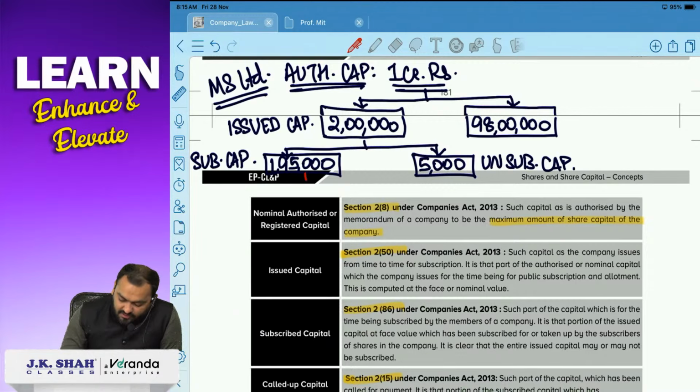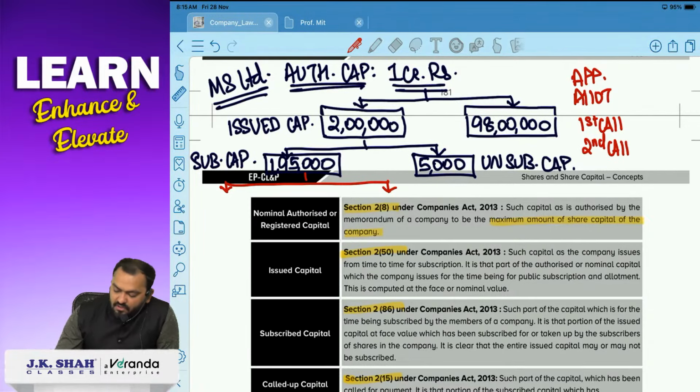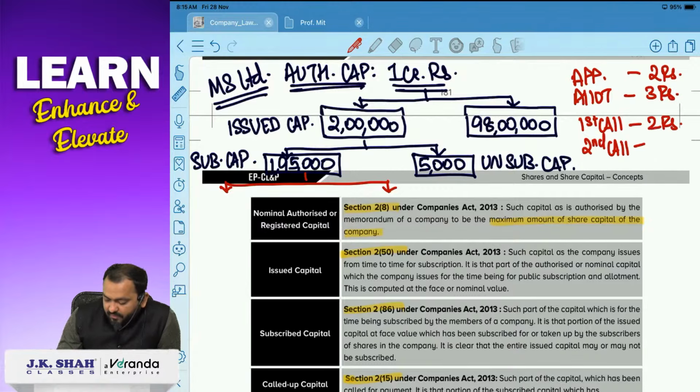So out of 1,95,000, there can be a certain amount for which the company has given a call. As you know, there is application money, then allotment money, then first call money, then second and final call money. If the price of the share is 10 rupees, application money is 2 rupees, allotment money is 3 rupees, first call is 2 rupees, and second and final call is 3 rupees, suppose. So the total amount of the share is 10 rupees.